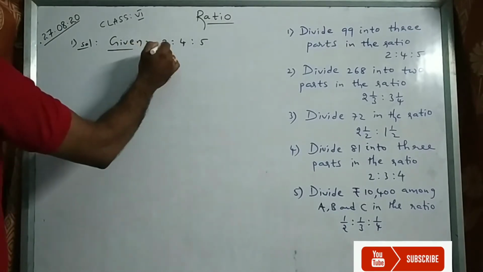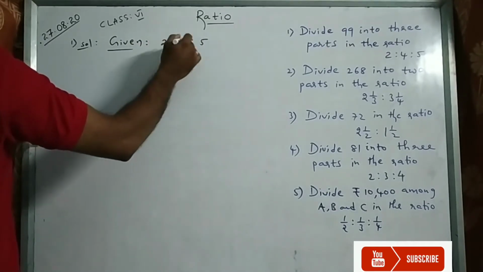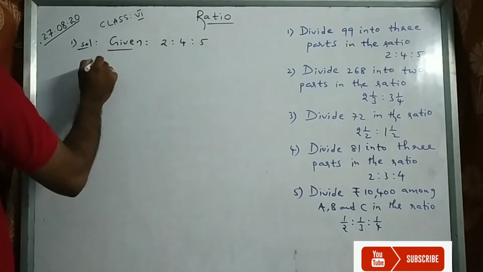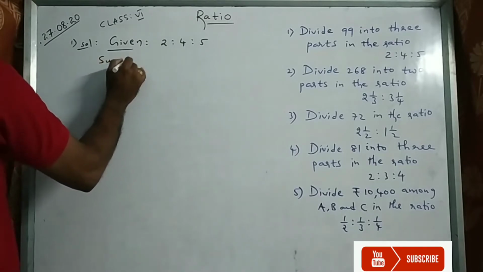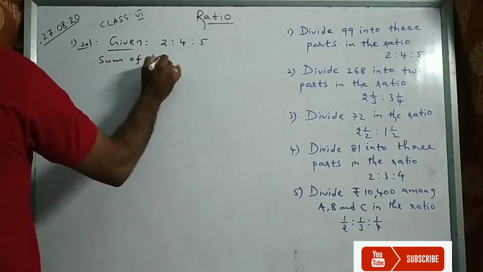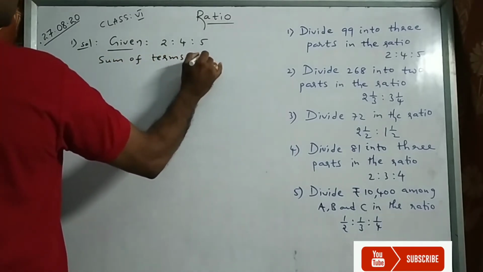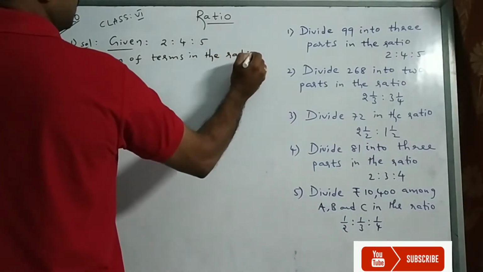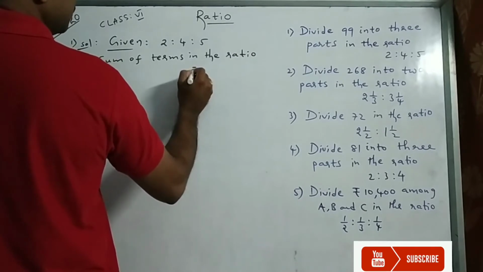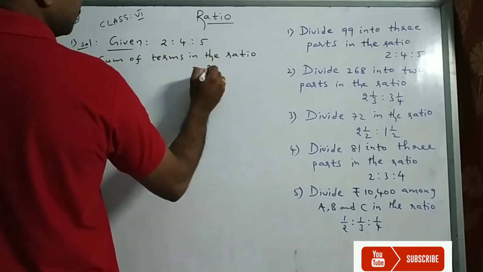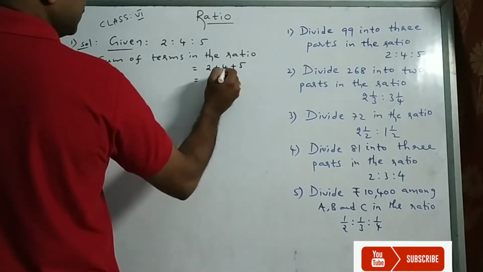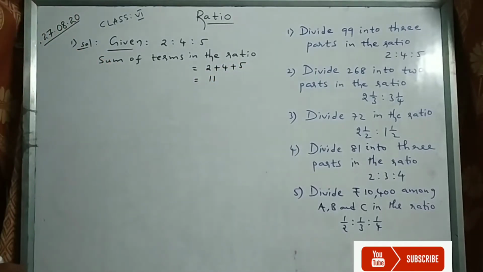Sum of the numbers in the ratio. First find out the sum of terms in the ratio. That means we have to add all these terms. 2 plus 4 plus 5. How much will you get? 6 plus 5, 11. Right?